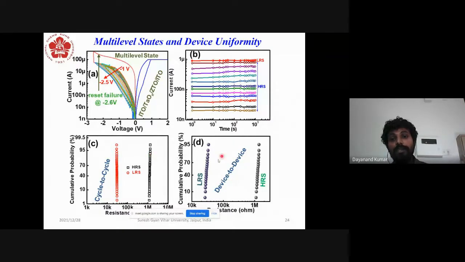This is the device-to-device variation, because this was for a single device, and in a single device you can say there is no cycle-to-cycle variation. So we chose different devices from our wafer, because our wafer has 10,000 devices. We chose about 100 devices, because we cannot check a full wafer at one time. It takes around 1 year. So we chose randomly from the wafer to check the device-to-device uniformity. Both LRS and HRS states are highly stable. So that's why we decided to use the device for the artificial intelligence system.